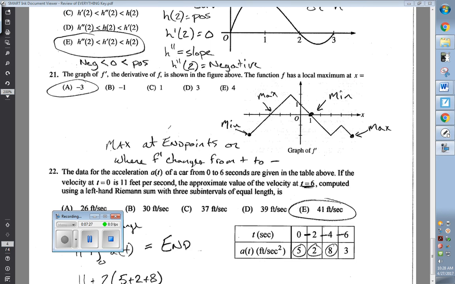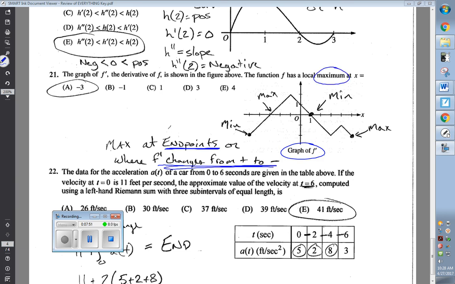So 21, I changed it when I made my key, and I made them closed intervals on the end, just so we got more practice with that, because I felt like if you ever forget something that's going to be an endpoint, it's an f prime graph. You're trying to figure out maximums or minimums, so they can happen, maximums and minimums can happen at endpoints, or when f prime changes from positive to negative, since we're doing a maximum.